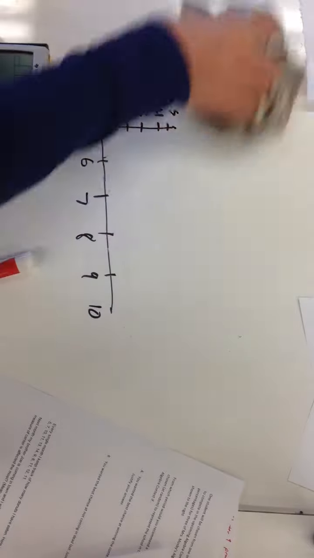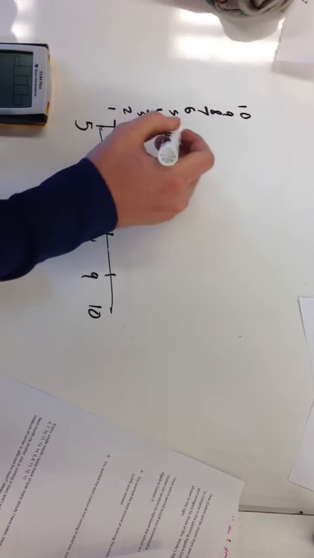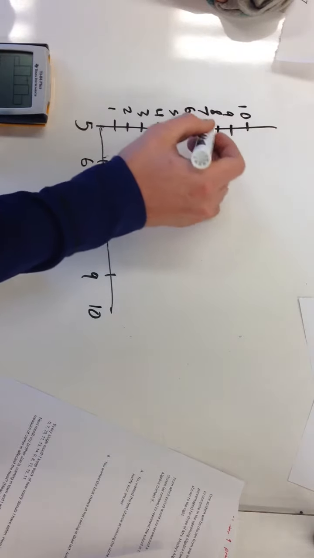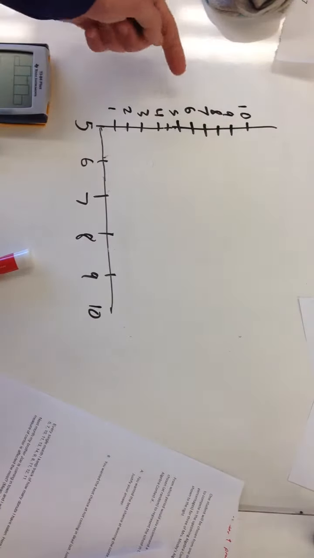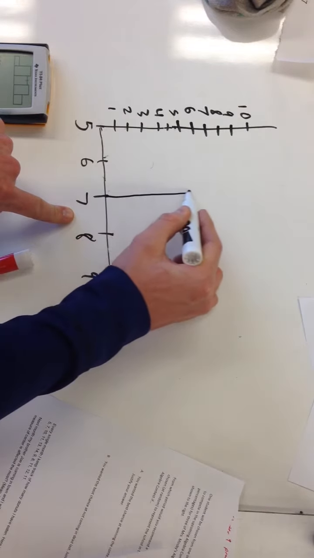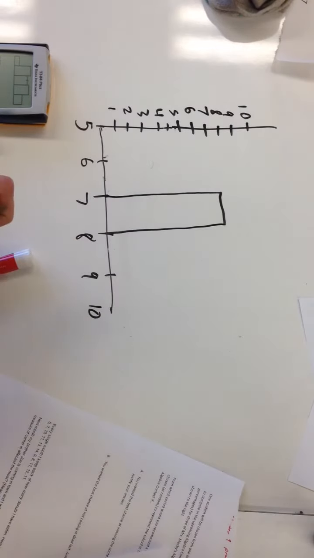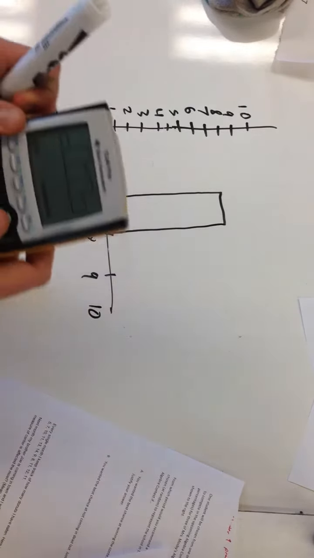I'm going to erase this because I'm going to need the room. 5, 6, 7, 8, 9, 10. So if I have my data like this, I know that between 7 and 8 hours, I'm going to go all the way up to 8, over, and down. Okay. And I can repeat the same strategy for all of these.